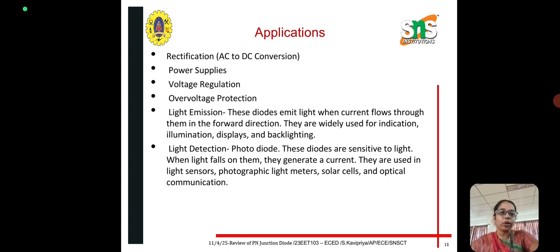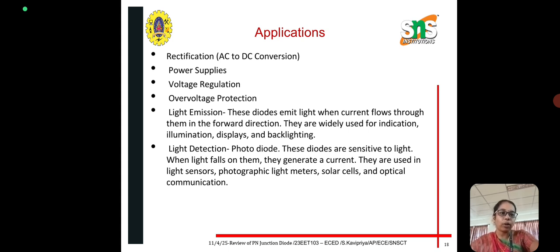And next we are going to discuss the applications of the diode. It is used in rectifier circuits to convert AC to DC. It is used in power supplies, and in places where voltage regulation is required. It is used for protecting circuits. It is used in LED lights, light emitting diodes.